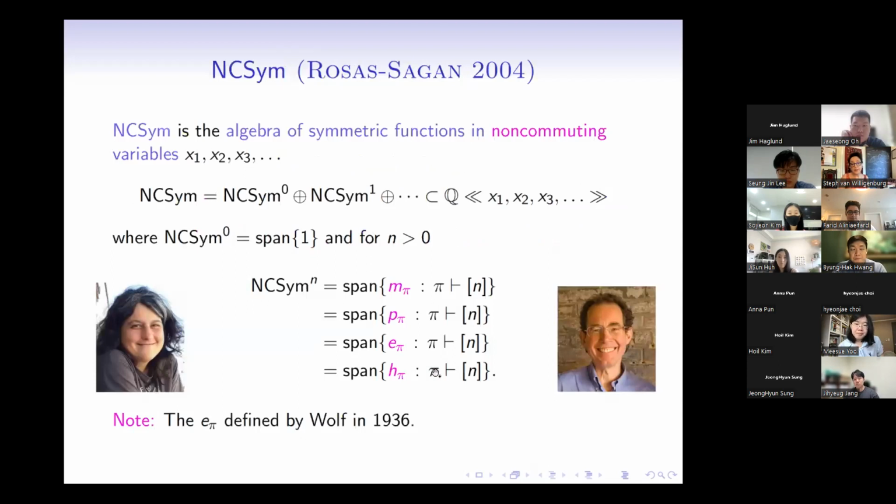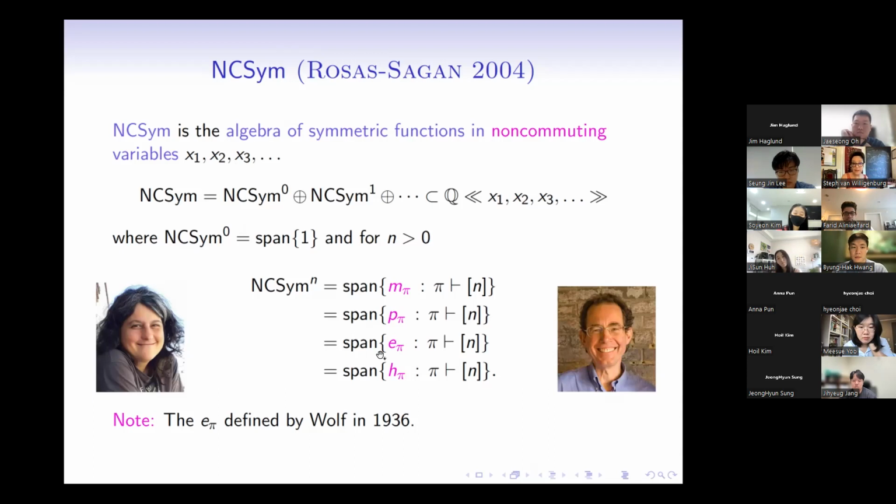And so now we're in a great position to define the algebra of symmetric functions in non-commuting variables, and this was introduced by Rosas and Sagan in 2004. And there's Mercedes Rosas right there, and there's Bruce Sagan right there. And we're going to define this in terms of some well-known bases, and it should be noted that the basis E that we're going to be coming to was actually defined by Wolff back in 1936, when she was discovering a non-commuting version of the fundamental theorem of symmetric functions.